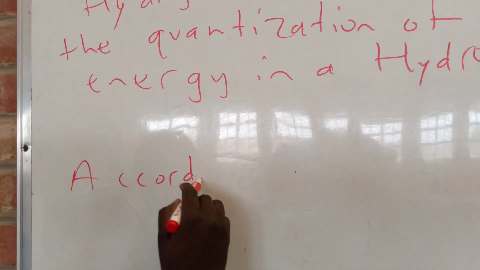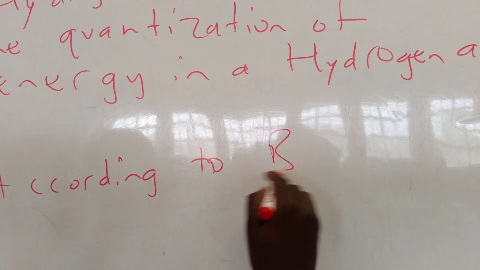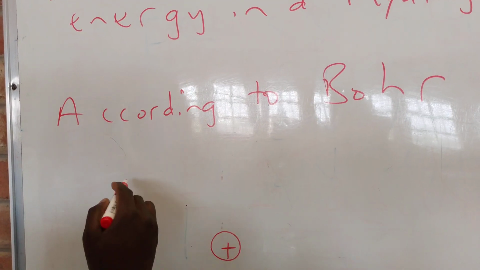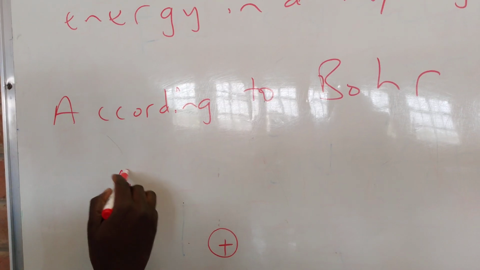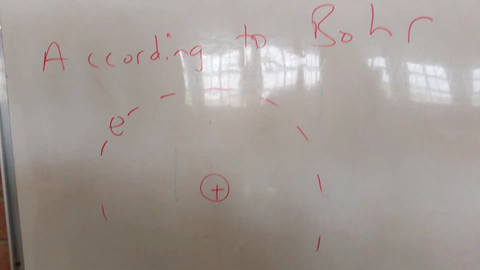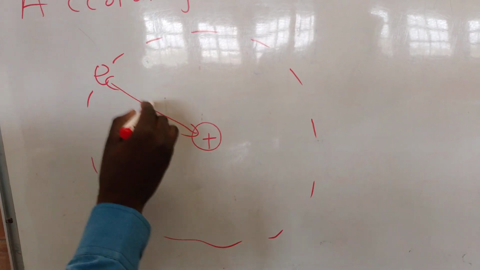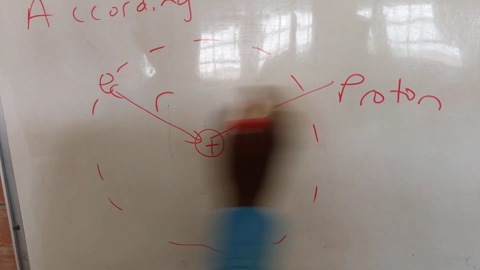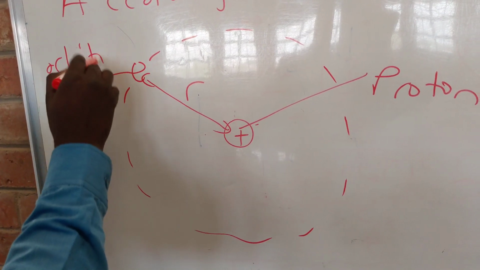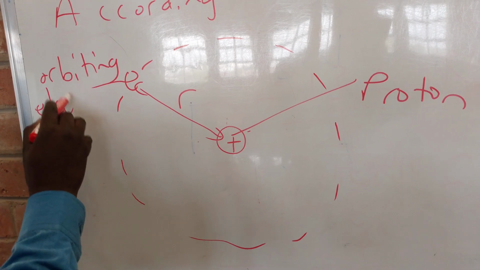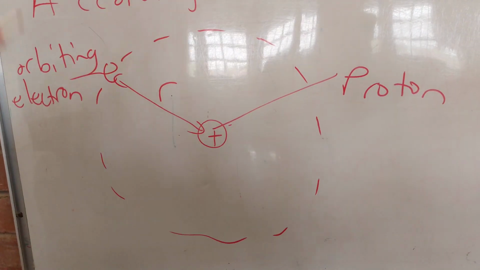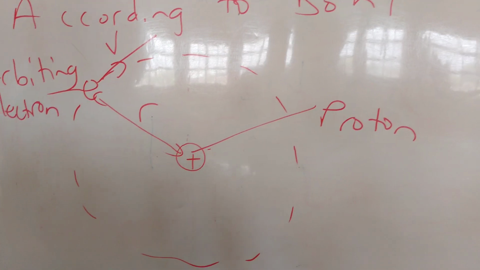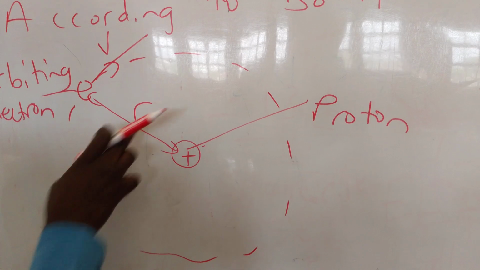According to Bohr, a hydrogen atom consists of a proton at the center and an electron. This electron is orbiting about a proton. So this is our proton. This is the orbiting electron. So this electron is orbiting at a speed v about a proton at a radius r.